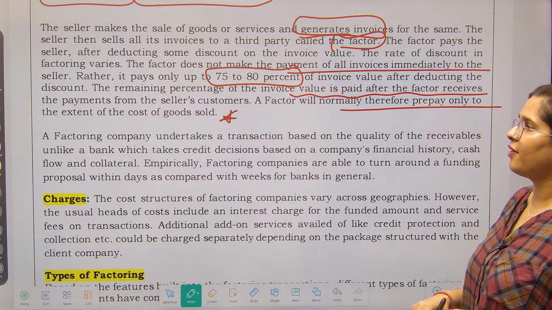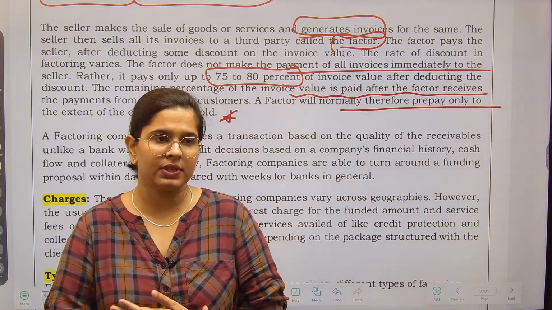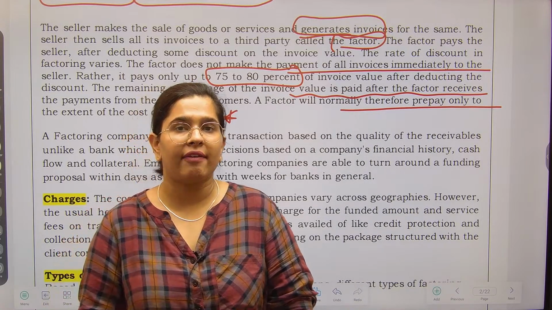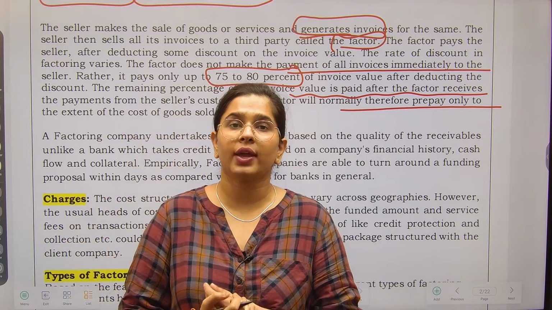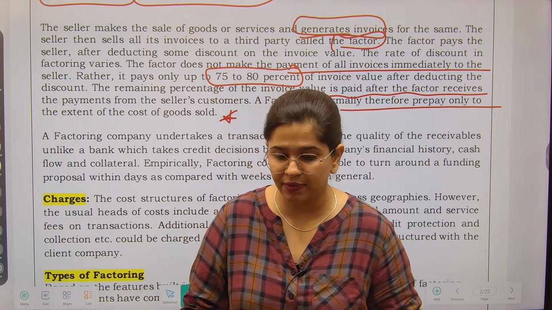The factor will normally therefore prepay only to the extent of the cost of goods. That means obviously the factor is also having the risk of non-collection. So it does pay 75% to 80% and the remaining amount it keeps with itself.